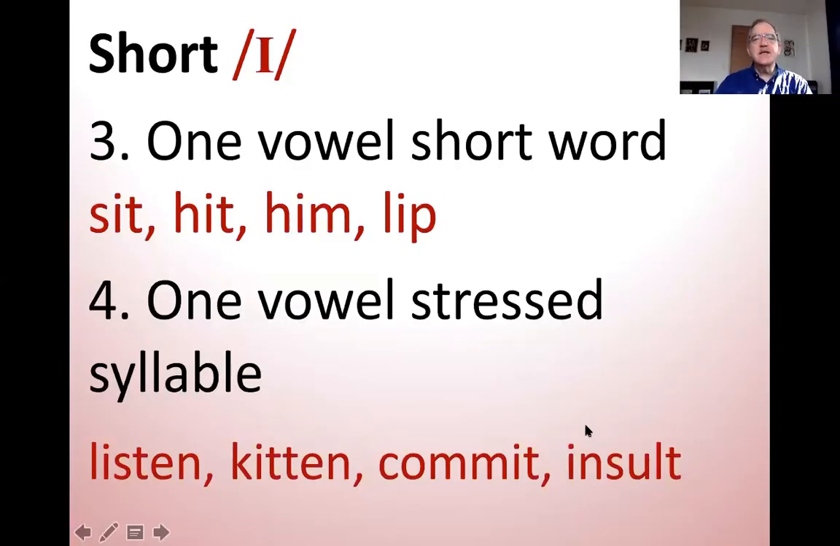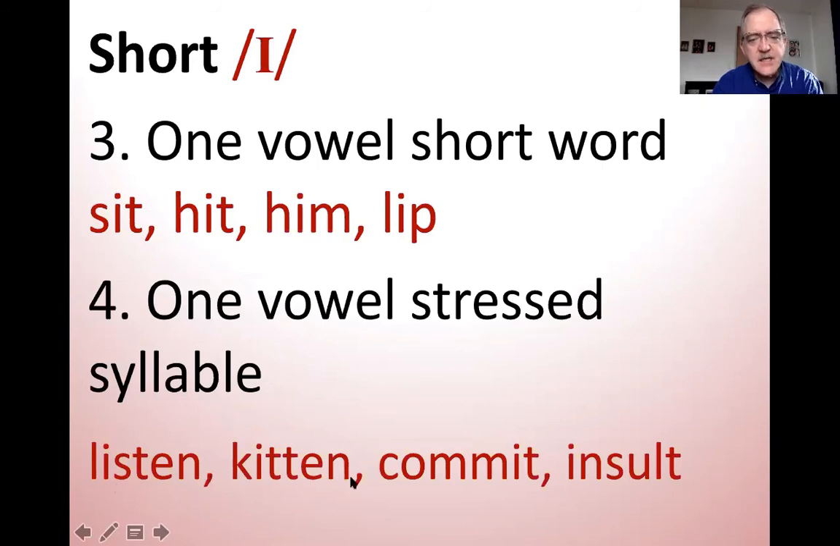Okay, let's practice the I. One short word rule. Please repeat. Sit. Hit. Him. Lip. Do it again. Sit. Hit. Him. Lip. Good. Now, I hope you're not using the E sound. It's not seat, heat, heen, leap. Okay? It's a lower tongue. Sit, hit, hem, lip.